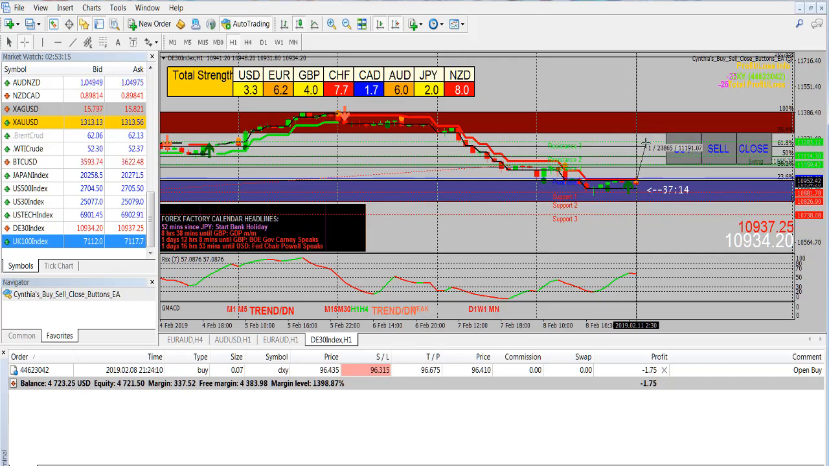This is target number 3 here. That's 225 pips to that target. Target resistance number 2 is 157 pips. Resistance number 1 is 97 pips. So your first target should be approximately 100 pips. Second target is approximately 150 pips. Third target is approximately 250 pips.